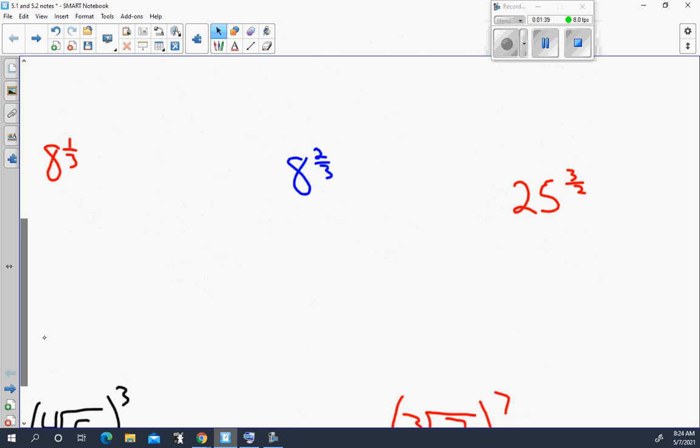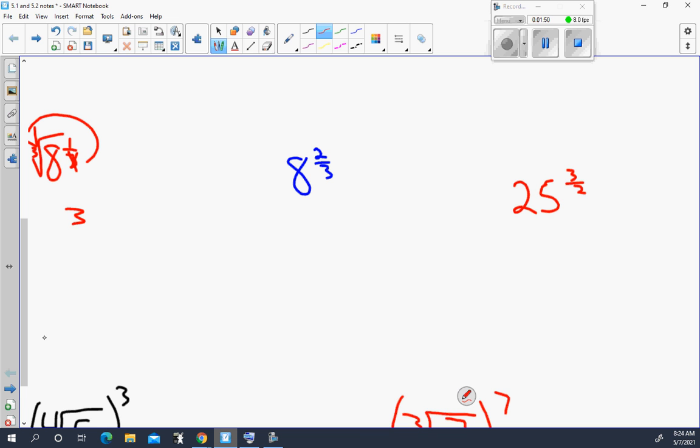Okay, what about to the third power? To the third power. Remember, this 3 is going to go around here where it's a cubed root. So it's really a cubed root 8 to the first power. Or just cubed root 8. Which we talked about earlier when we did cubed roots. The cubed root of 8 is just 2.